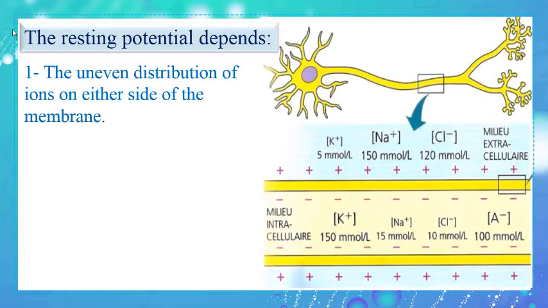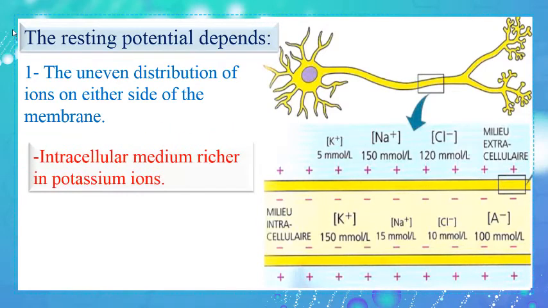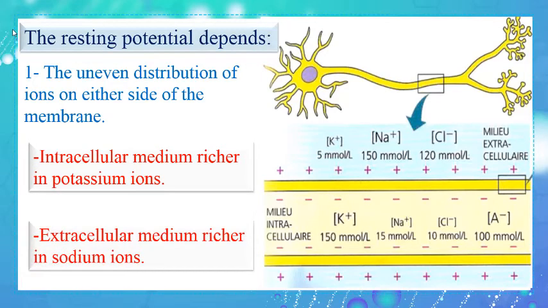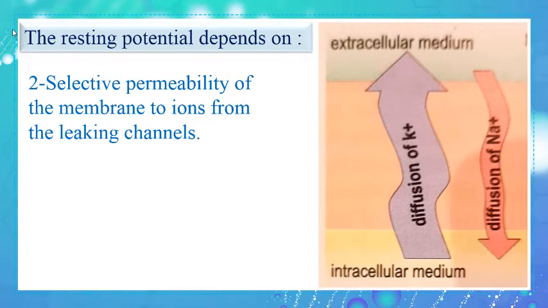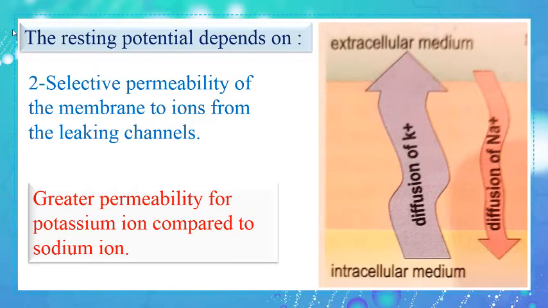Frankly speaking, the resting membrane potential depends on two criteria. First, the uneven distribution of ions on either side of the membrane, where the intracellular medium is richer in potassium ions, while the extracellular medium is richer in sodium ions than the inside. The second point is the selective permeability of the membrane to ions through the leak channels, where they display a greater permeability for potassium ions as compared to sodium ions.